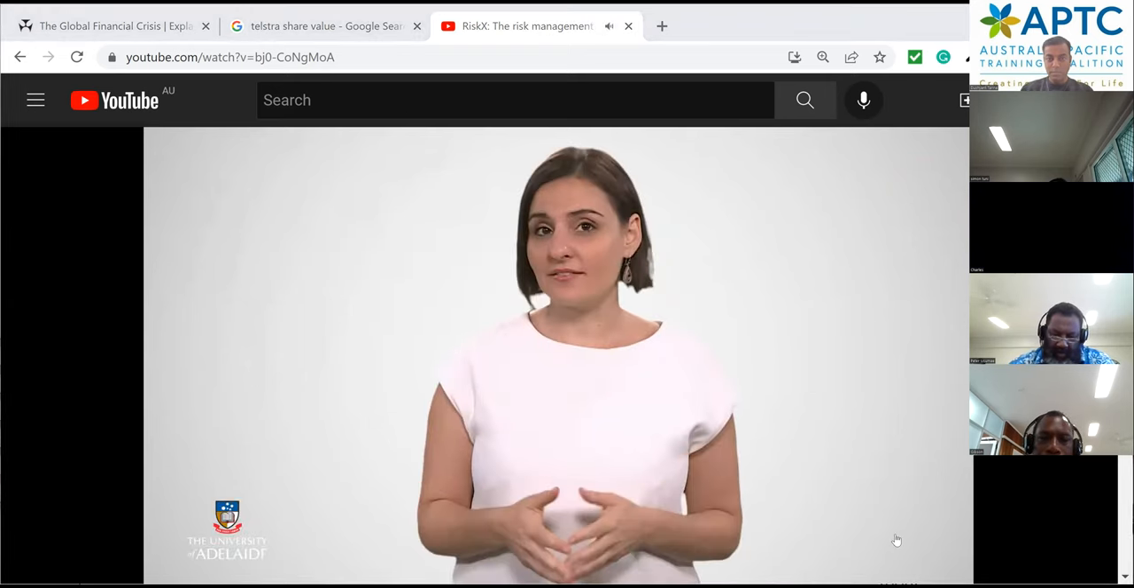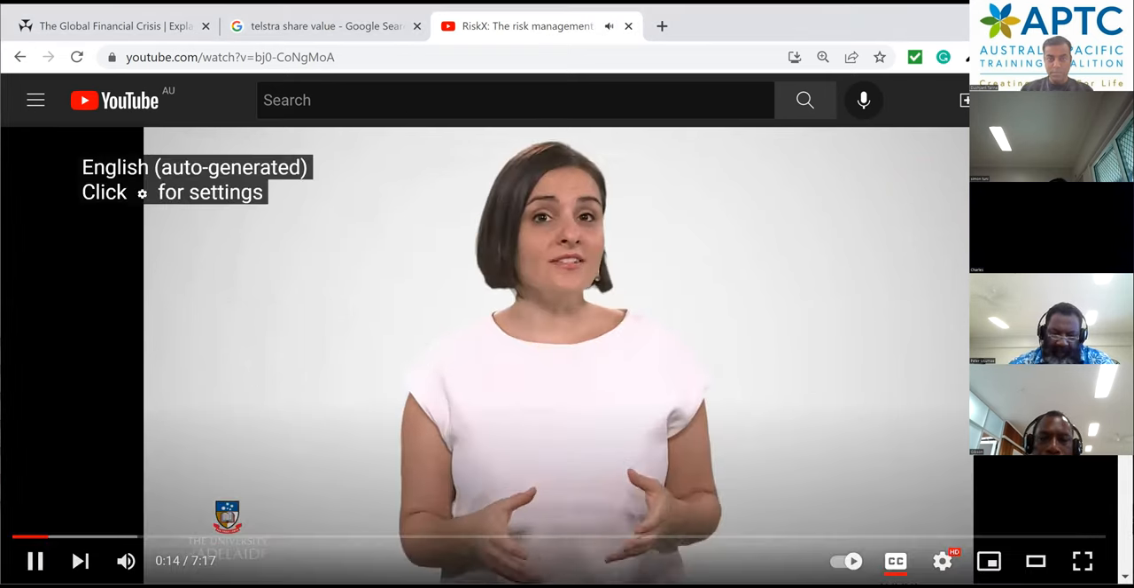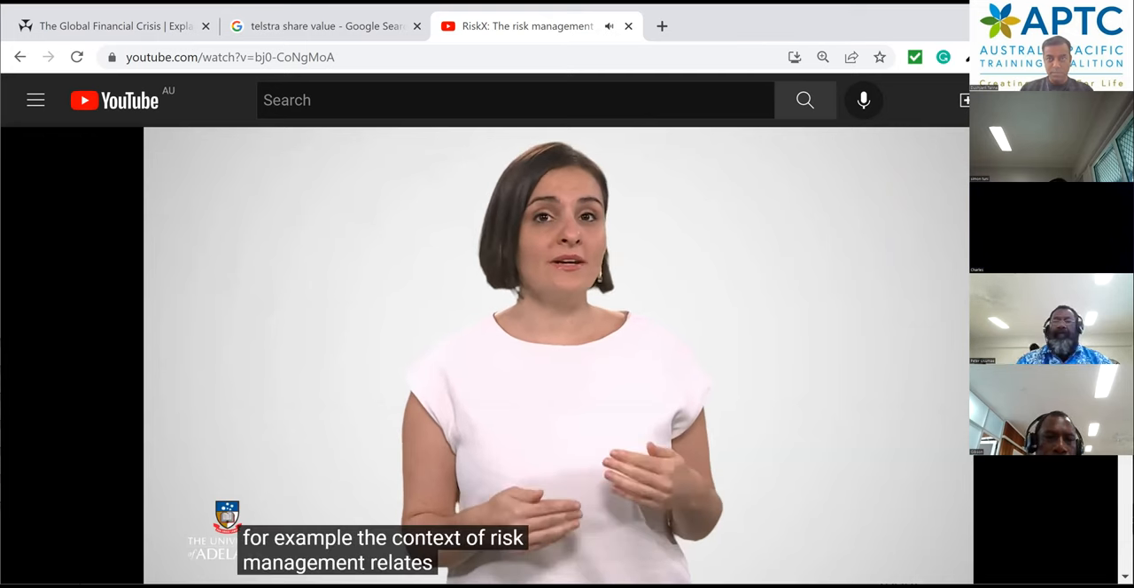Context. In a project setting, for example, the context of risk management relates to the stages of the project management life cycle.